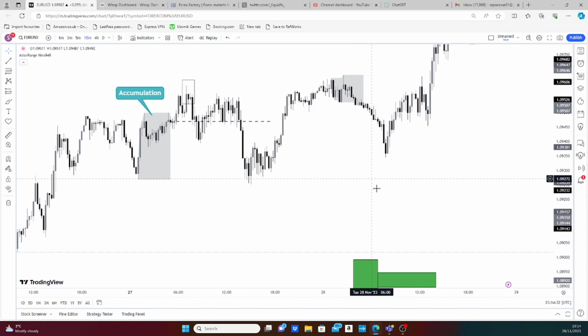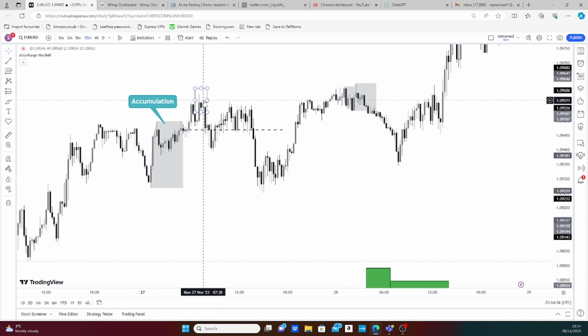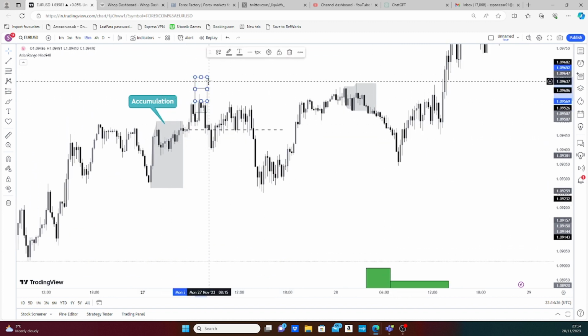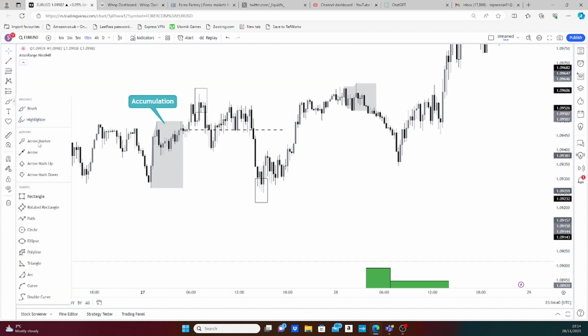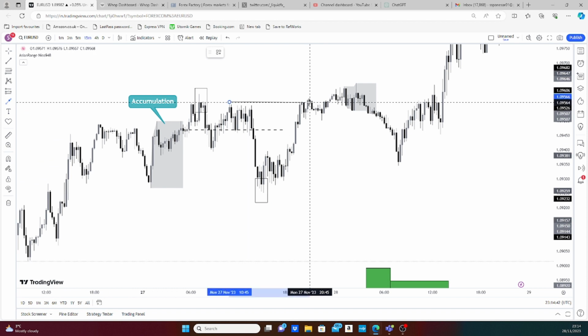As we can see, sorry about that. So we see the Asian high swept coming down. We see the Asian low getting swept afterwards, just over here, followed by a market shift, market breaker structure just over here in this region.